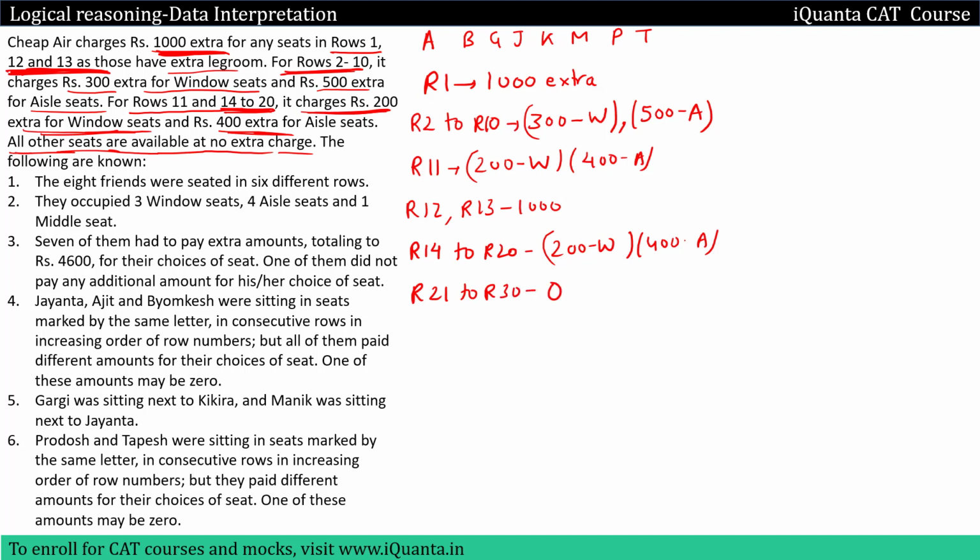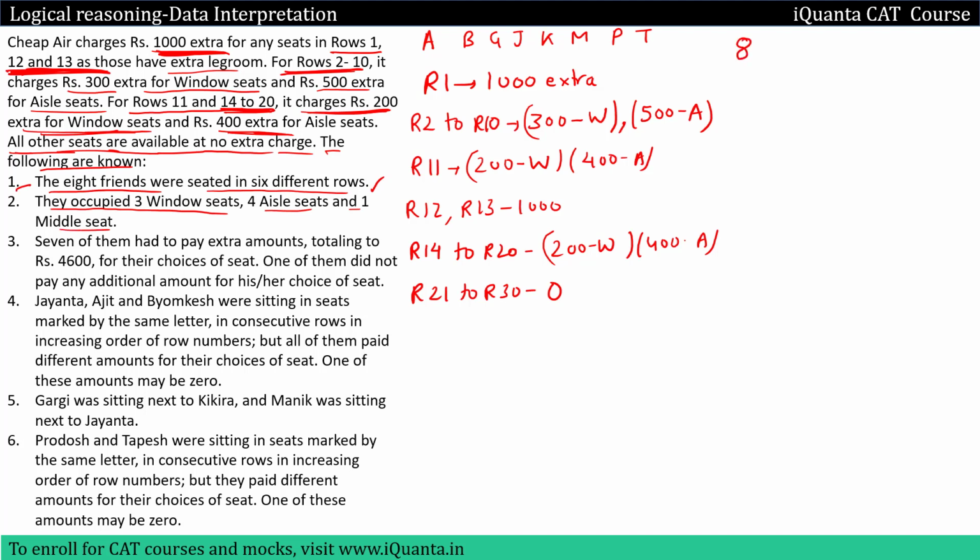Now let us read the conditions. The first one is the 8 friends were seated in 6 different rows. So when we assign seats to all these people, and find out that this particular person is sitting in this particular row, in the end this clue will help us to cross check our result. We'll check if these 8 friends have been accommodated in 6 different rows. If not, there's something wrong with whatever we have done. Second one is they occupied 3 window seats, 4 aisle and 1 middle seat. So this I can write down. This is an important clue.